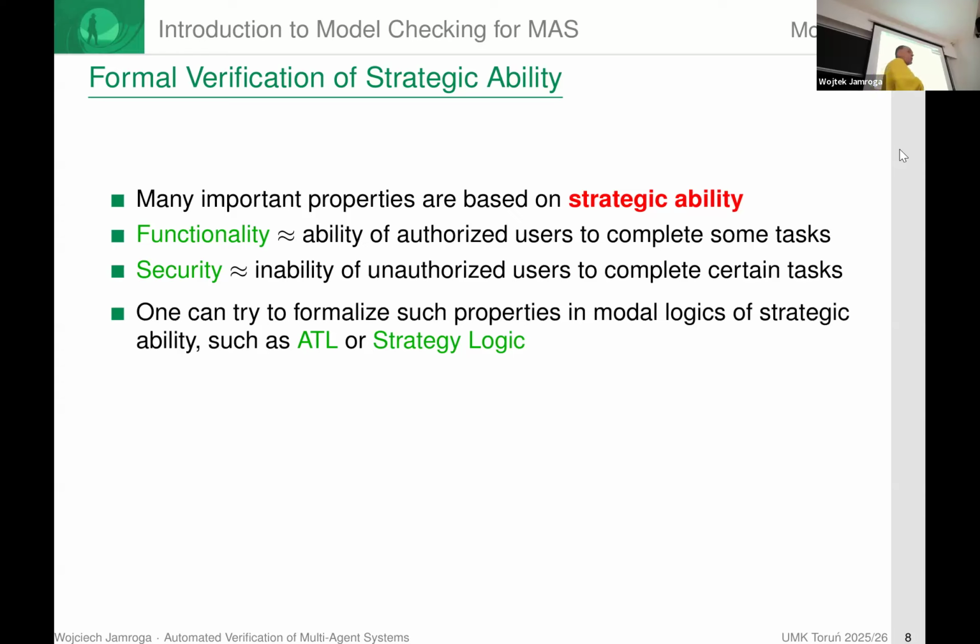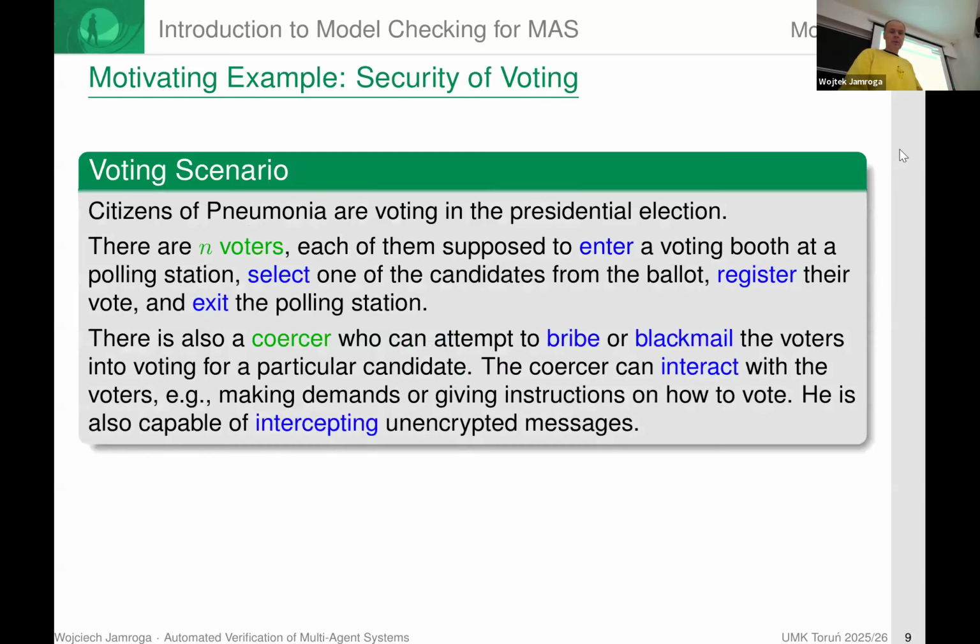Strategy logic is much more sophisticated, and I hope to convince you during the last lecture that it also provides interesting specifications. And as I said, we can try to verify such specifications by means of model checking. Okay, so as a motivating scenario, I typically use either a voting scenario or rescue robots. So let's use the voting scenario for this series of lectures.